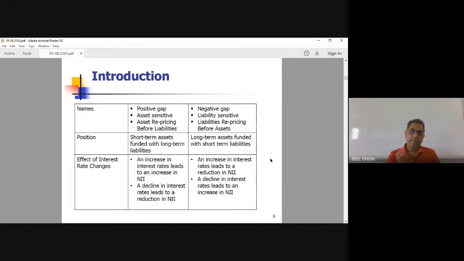Opposite of that, an increase in interest rates leads to a reduction in NII, a decline in interest rates leads to an increase in NII. Now, this is a typical situation that you will find a lot of companies or organizations do, because of the shape of the yield curve, not only because of the view of interest rates. So when I say shape of the yield curve, if you look at a typical yield curve, it will be.